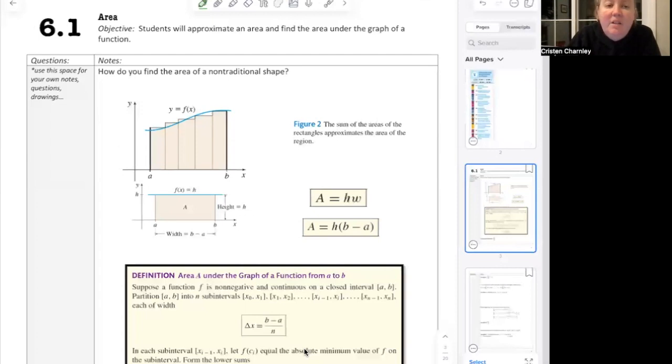This is section 6.1. We're going to introduce area. So we're going to approximate an area, generally under a curve, and find the area under the graph of a function. So we're not going to find the exact area today, but we are going to approximate it. So the first question is, how do you find the area of a non-traditional shape?